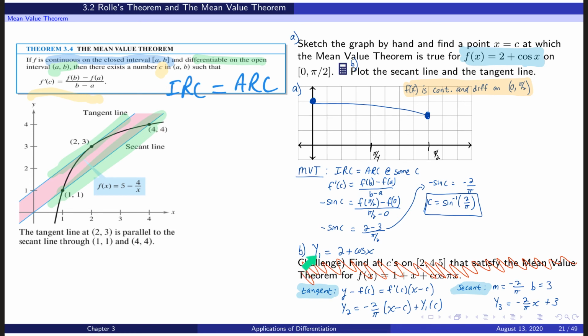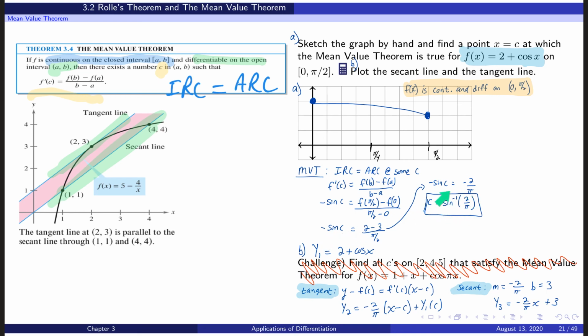So I put the original function into y1, and to get the tangent line, I'm going to use point slope form. The point that I need is c, f of c. So c is the x-coordinate, and f of c is the y-coordinate, and here's c right here. And then the slope is that derivative with c substituted. So when I plug this c into the derivative function, negative sine c, the sine and the inverse sine cancel out, and I'm left with just -2 over pi.